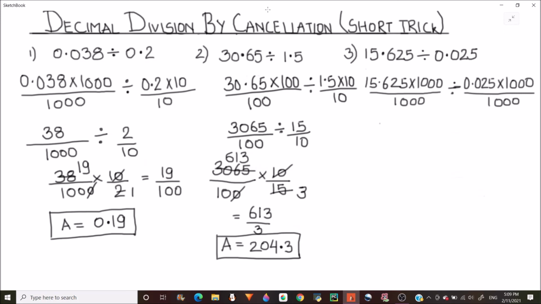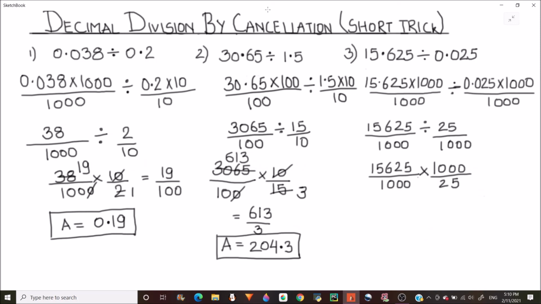These two get multiplied and our number is now 15,625 over 1000 divided by 25 over 1000. This can be solved as a fraction division. So this will become 15,625 over 1000 times, we have to take the reciprocal of this number, so this will be 1000 over 25.